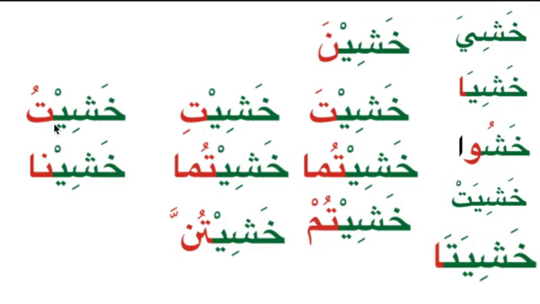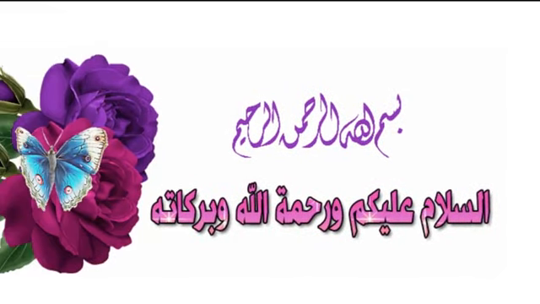khashituma, khashitunna, khashitu, khashina. So that brings the end of our class. What we have seen so far is how the naqis fa'ils are used and how these are constructed in Madi. Next class, inshallah, we're going to see how they are constructed in Mudari, and we're going to use all the types of Mudari: Marfu, Mansub, Majzum, and also inshallah the Amr form.